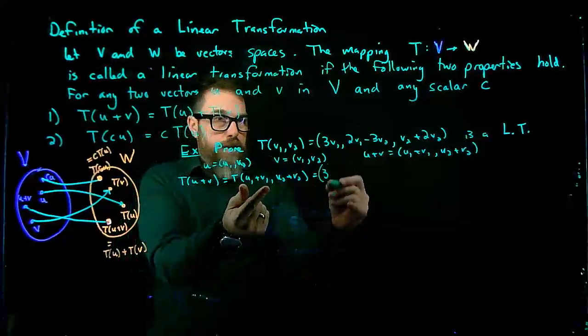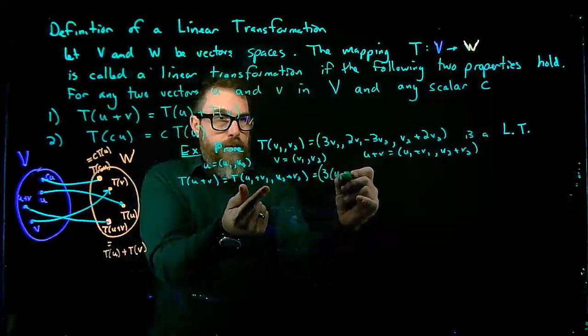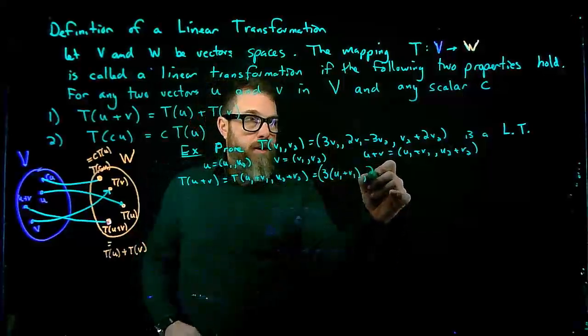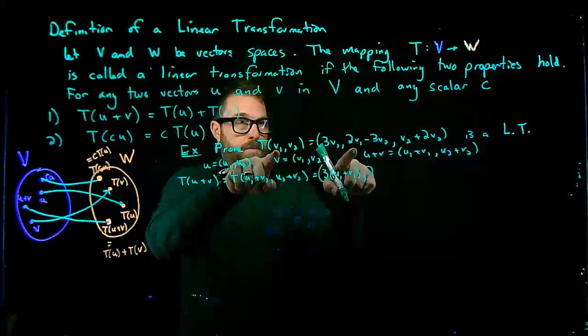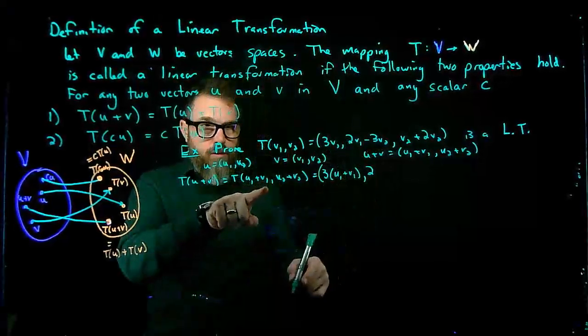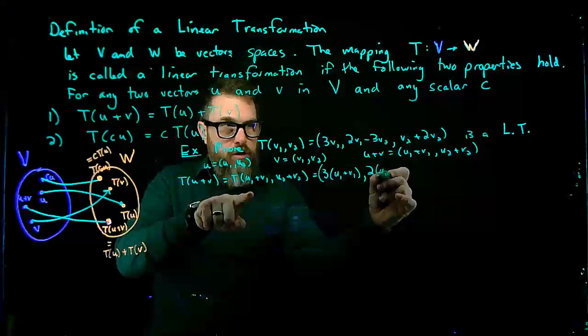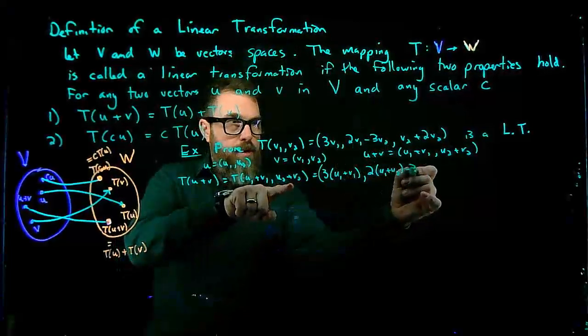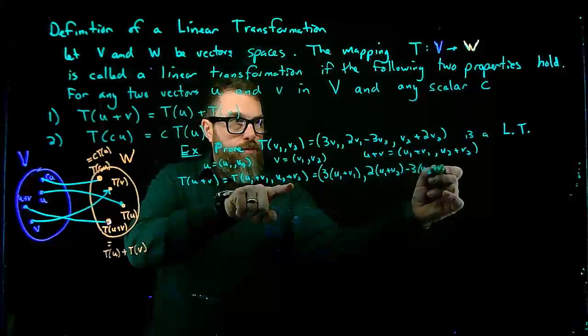Well, the first component is this thing, so this is going to be u1 plus v1. And then the second component is going to be 2 times whatever's here minus 3 times whatever's here. So 2 times this, u1 plus v1, and then minus 3 times this, so minus 3 times u2 plus v2.